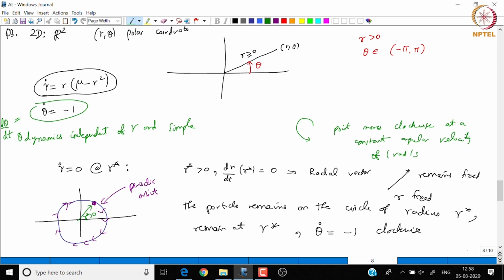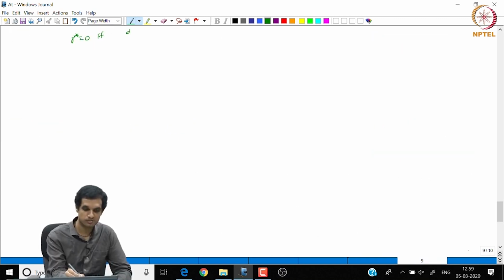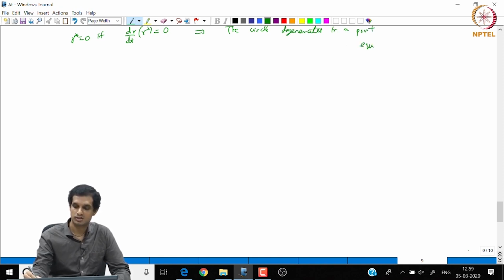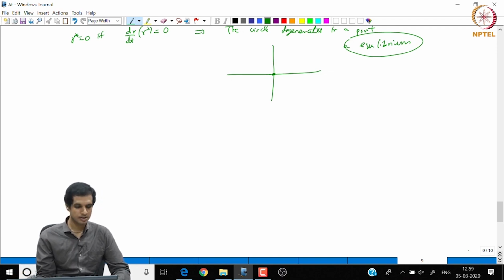Now, when r star is 0, r equal to 0 is not a circle, it is essentially a point. So, at r star equal to 0, if dr by dt at r star is equal to 0, then the circle collapses or degenerates to a point. So it is essentially an equilibrium. It is not a periodic orbit, only an equilibrium, because the particle starts here and stays at r equal to 0, which means it is essentially an equilibrium. This is the thing that we need to be cautioned about.